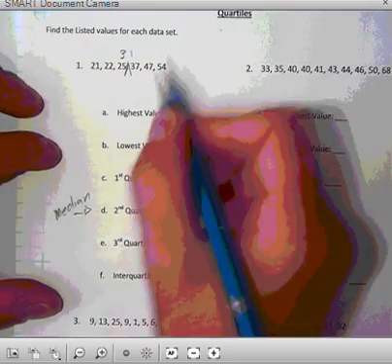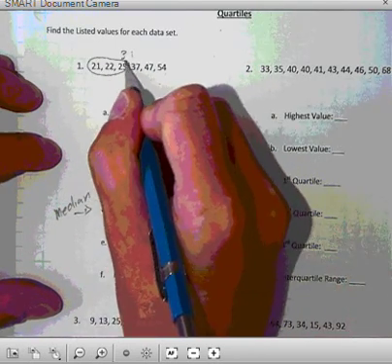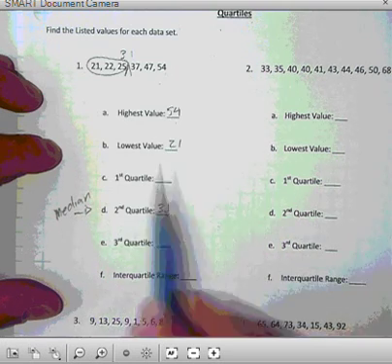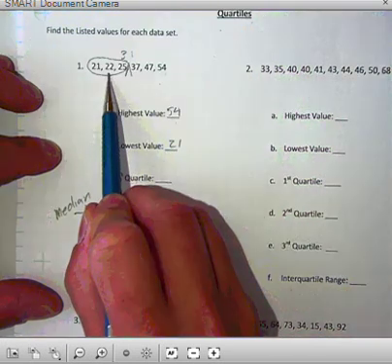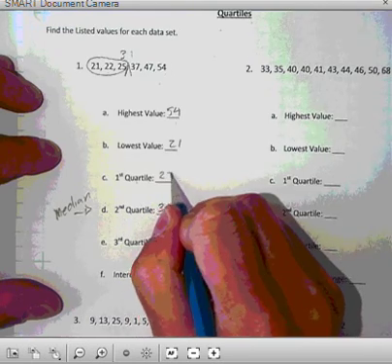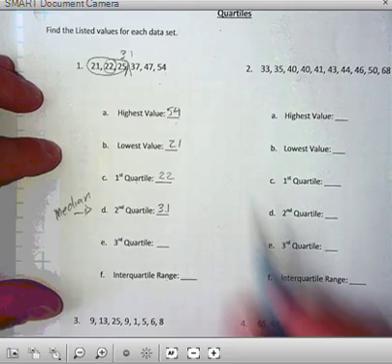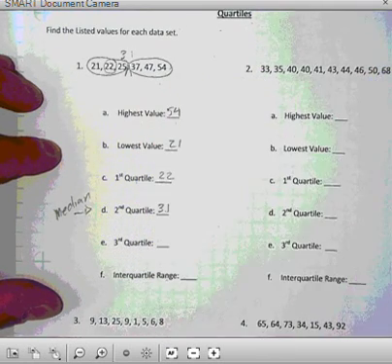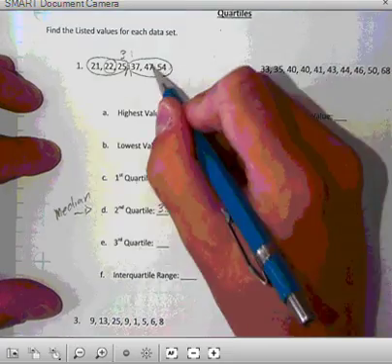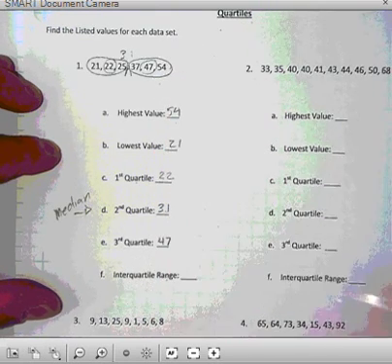The next thing that we do is we find our lower data set. That's those numbers right there. The first quartile is the median of our lower data set, 22. We have those three numbers there. 22 is the median of that lower data set. Then I take my upper data set and I find the median of that. That is my third quartile.